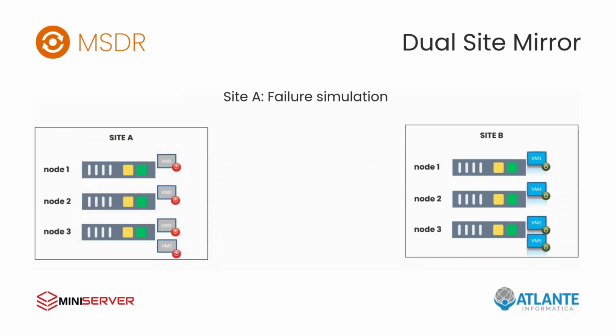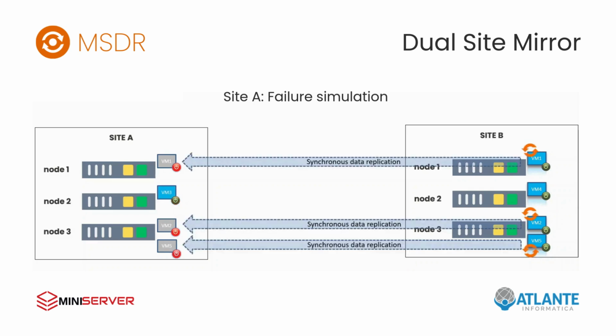Now, let's assume that after some time, site A becomes operational again. At this point, it's crucial to synchronize the data from site B back to site A in order to realign the two clusters. MSDR allows you to synchronize the data of VM1 and VM2. In this way, I can move the VMs back to the original site.